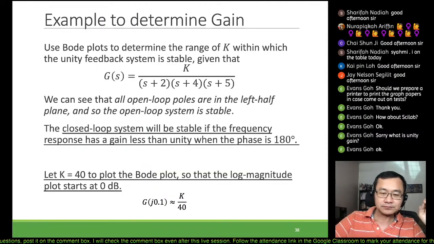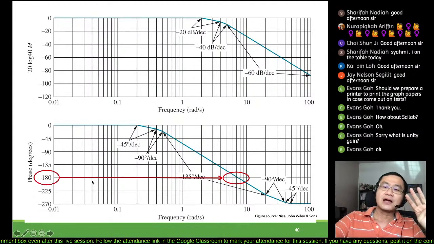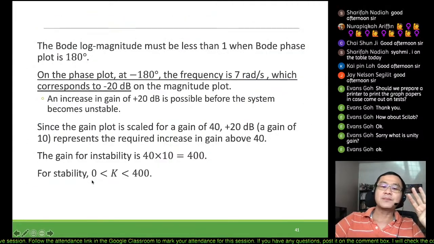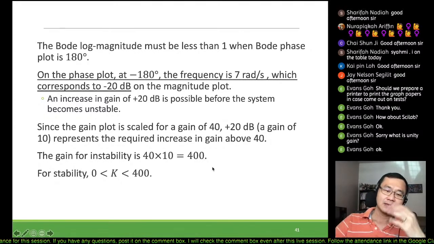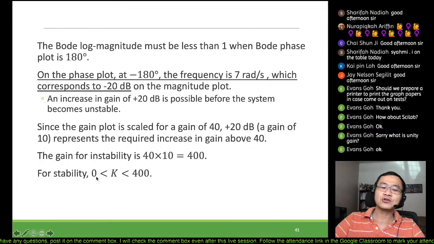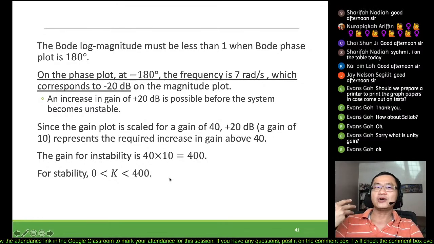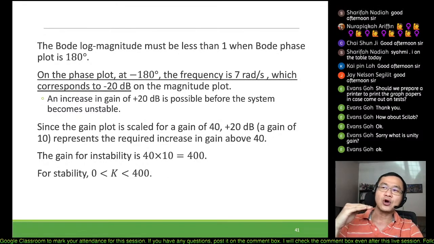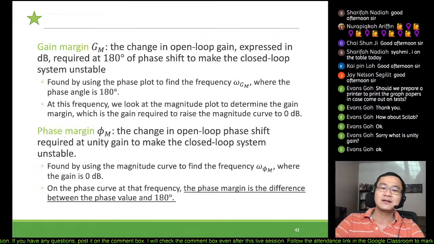Previously we set k equals to 40. So meaning we have 10 multiplied by that particular 40, the gain itself, which means you have 400 for you to adjust. So for the stability itself, we will have a range of from 0 to 400 before it becomes unstable. When it reaches more than that, you will notice that your curve, your magnitude plot, will start to go to the positive side.